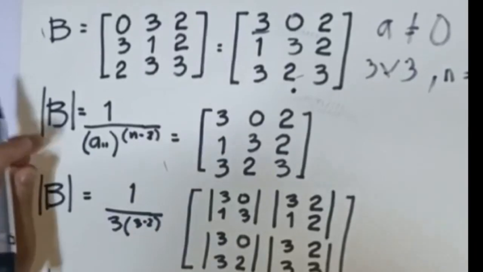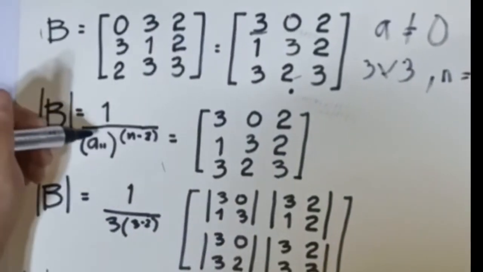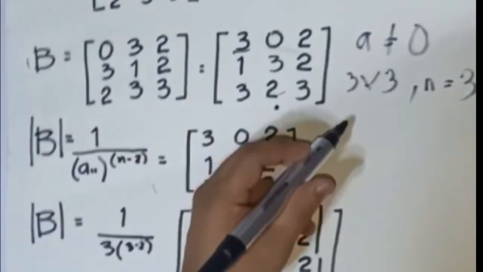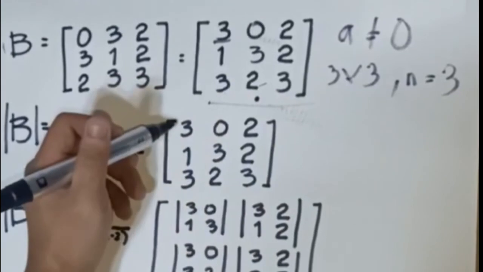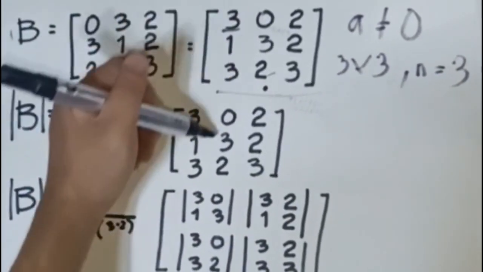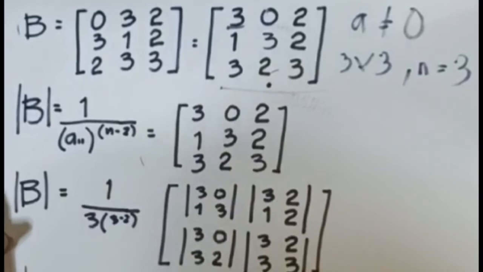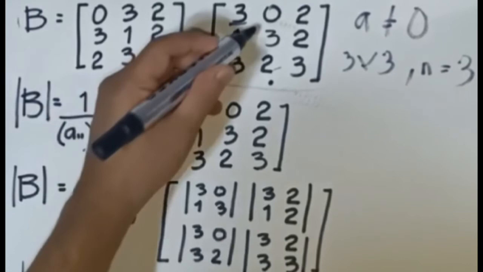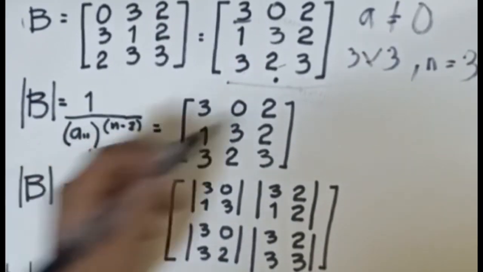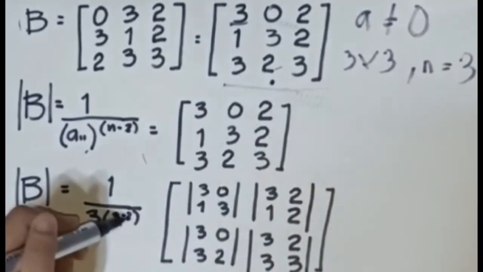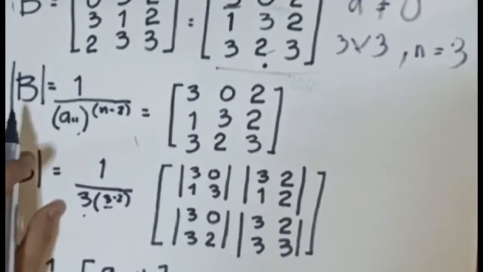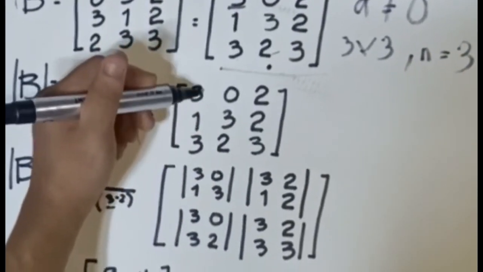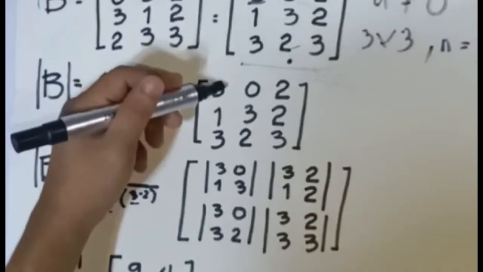In solving the determinant for B, first we will use the formula 1 over the first element, which is A11, raised to n minus 2, and we will use the transposed matrix given, that is 3, 1, 3, 0, 3, 2, 2, 2, 3. So we will substitute here the A11, or the first element, which is 3, and the n, which is 3 also, minus 2. The 2 here is constant. So to solve the determinant for B, we will group each element so that we can do the cross multiplication and then multiply its given product.